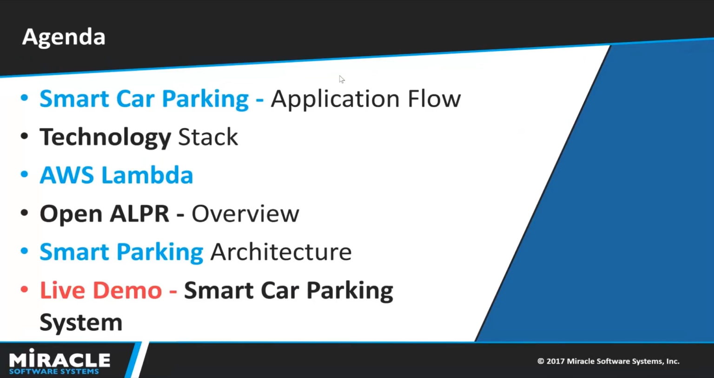Today's agenda would be smart parking, the application flow, which I'm going to take you through at a high level, the technology stack, what are the technologies that have been used for building this demo, AWS Lambda, this is the key thing that we have been using in this, and I'll be going to take you through how that has been working over here. OpenALPR, how that OpenALPR is helping us over here, an overview of that. Finally, I'm going to take you through the smart parking architecture, which is a high-level kind of architecture, and then I'll be showing you a live demo on what we have built so far.